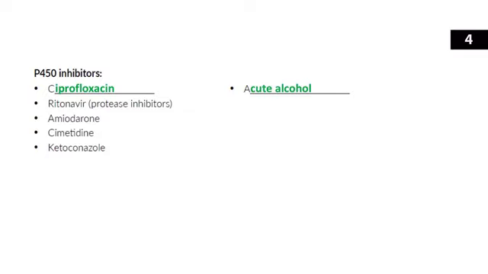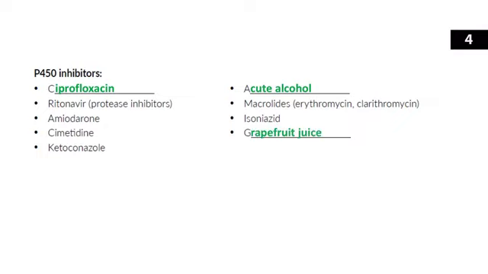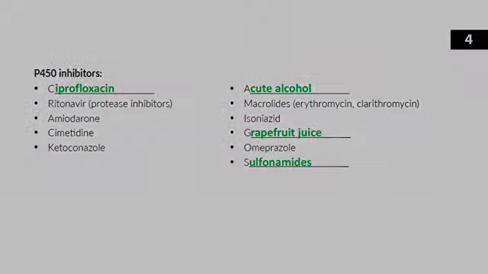Chronic alcohol use will actually induce P450, as we'll see in just a moment, but acutely alcohol will inhibit P450. M is for macrolides like erythromycin and clarithromycin. I is for isoniazid. G is for grapefruit juice. So again, it isn't just drugs that inhibit the drug metabolism. Diet and supplements can do it too. O is for omeprazole. S is for sulfonamides. Sulfonamides can cause a lot of side effects, but they can also inhibit cytochrome P450.